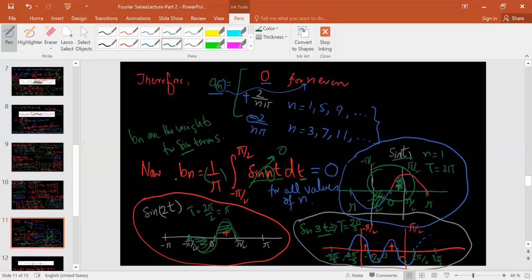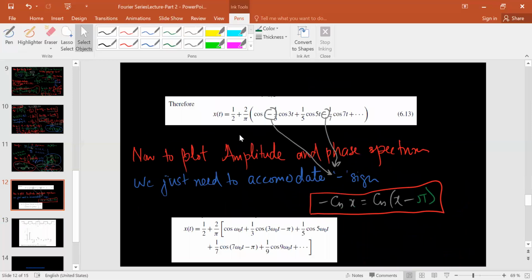So there is no bn, and when there is no bn, it means there is no sine part. So I can declare here: no sine term. This sine term vanishes. Why does it vanish? Because no matter what n I pick, my bn will always be 0. Okay. So in other words, my whole Fourier series for a square wave only consists of cosine terms.